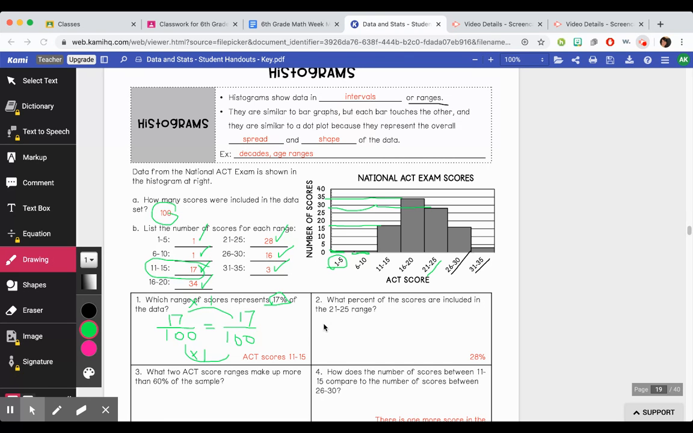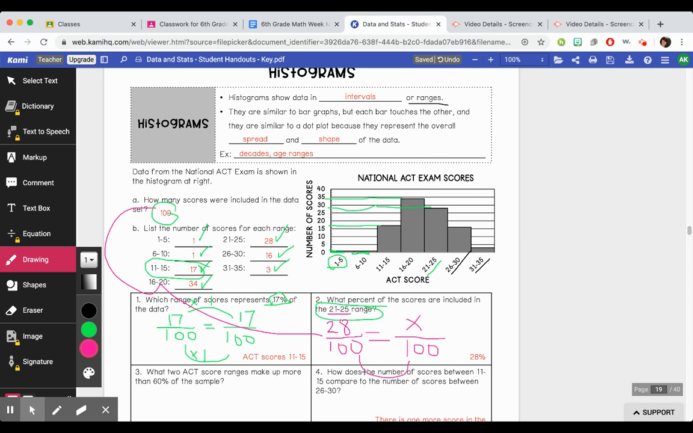Okay, so let's continue. Now, what percent of scores are between 21 and 25? Well, what do we know here? Our bottom number is our total, which is 100 scores. We got that from here. And how many kids scored from 21 to 25? Well, that's 28. We're asking for percent, so that's going to be our question mark. But percent is always a fraction. It's something over 100. And it's the same thing we do in proportions.